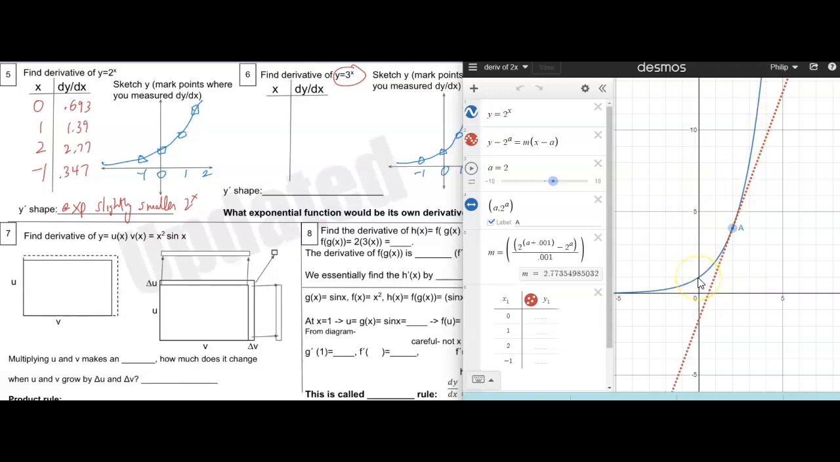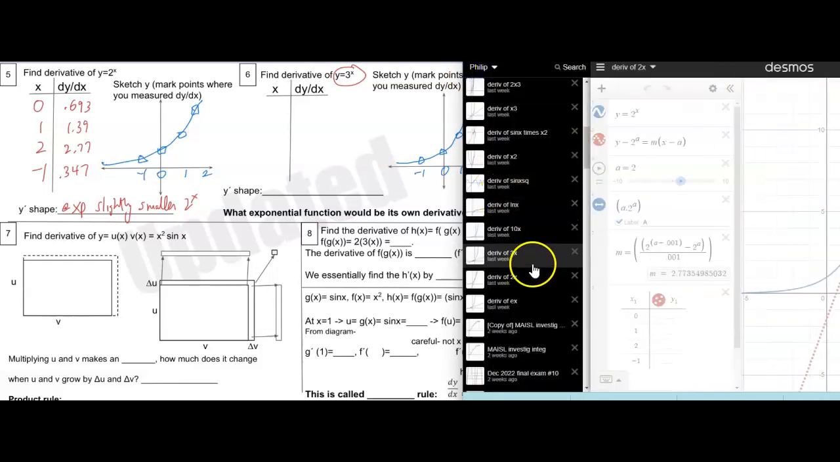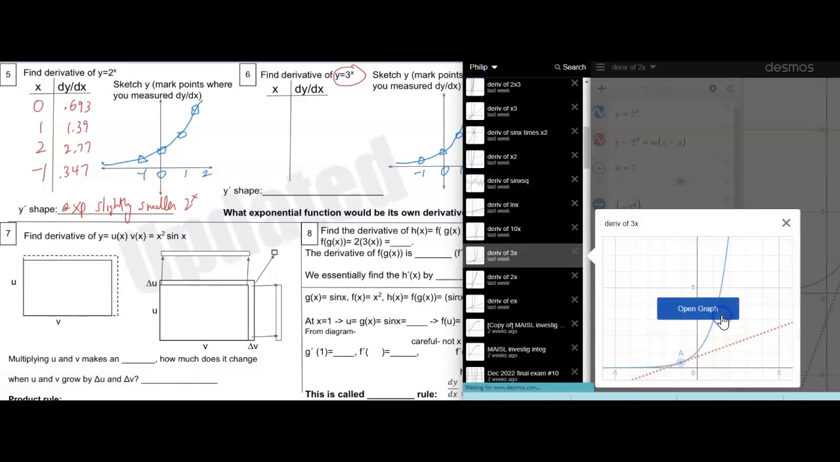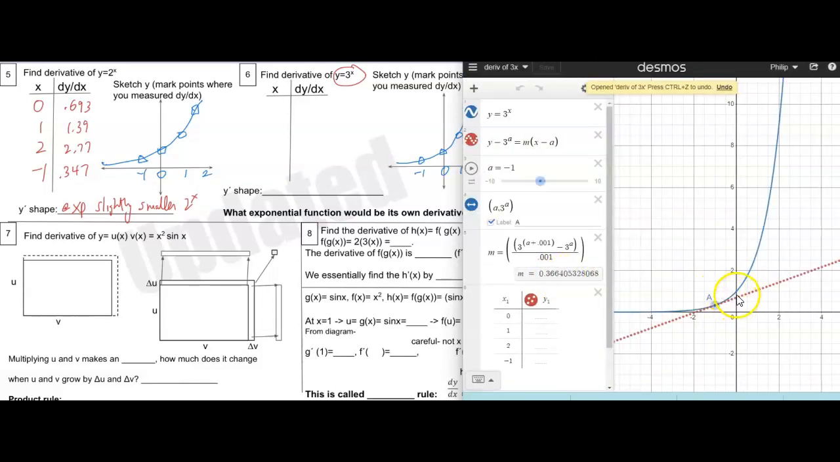Remember, 2 to the x, this height here was 1 and this height here was 2. Now if I'm going to do 3 to the x, it's going to be height 1 here, but at x equals 1, the height is going to be 3. Okay, so it's going up steep, right? So let's collect some slope values for this function also at the values, again, 0, 1, 2, and -1.